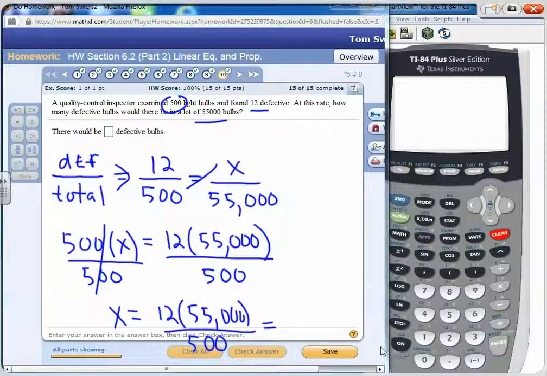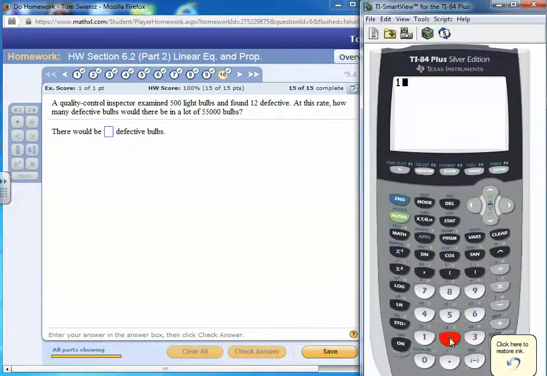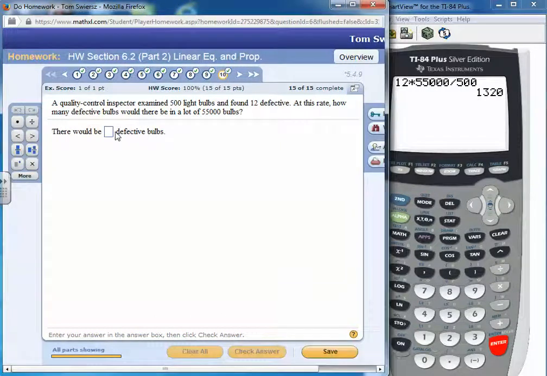And we will use our calculator to do that arithmetic. So again, on the calculator, 12 times 55,000 divided by 500. And we get a total of 1,320.